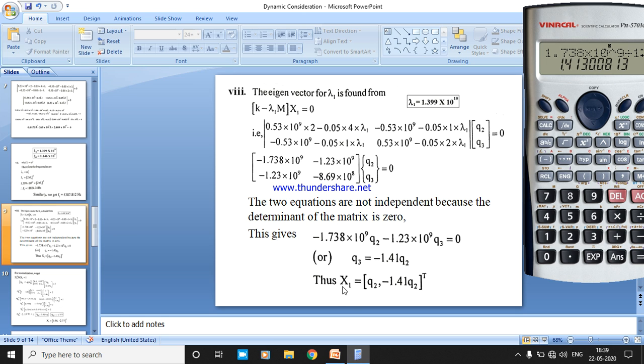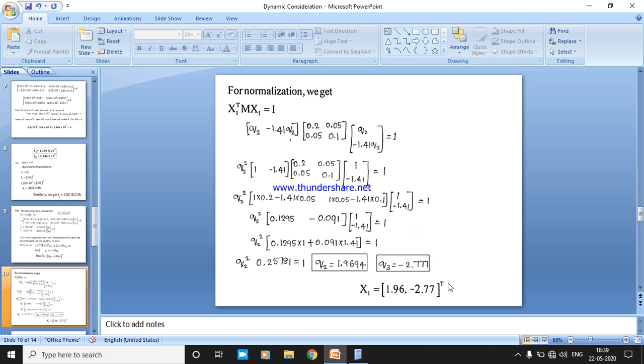So now I can write the eigenvector X1 is equal to Q2 comma 1 minus 1.41 Q2. So here I should write Q3, but instead of Q3 I have substituted Q3 in terms of Q2. In the previous problem, problem number 1, I asked you to take Q2 equal to 1. That you need not take. Directly substitute Q3 in terms of Q2. I got the eigenvector for the first, X1, is equal to Q2 comma minus 1.41 Q2. Okay, fine. Next we have to go for normalization.